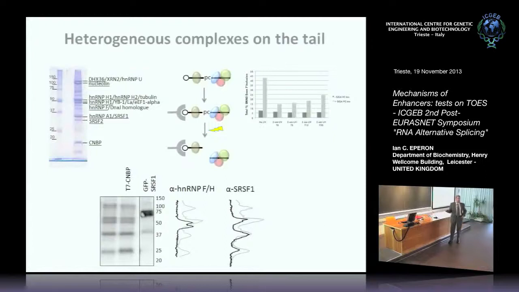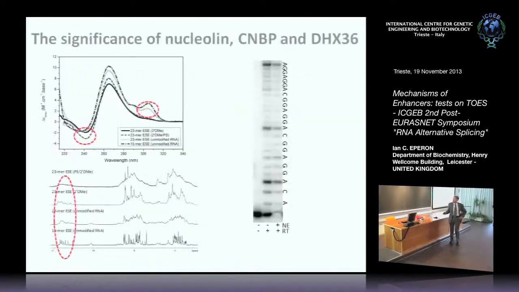But if we do it with SRSF1, then we see that these proteins come down. Let me run on quickly. We asked ourselves why we've got nucleolin there, and nucleolin, DHX36, and CNBP are associated with quadruplexes.